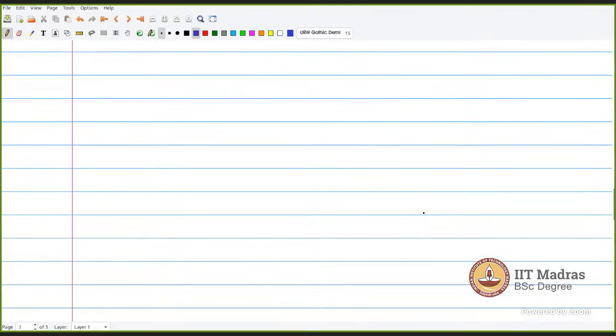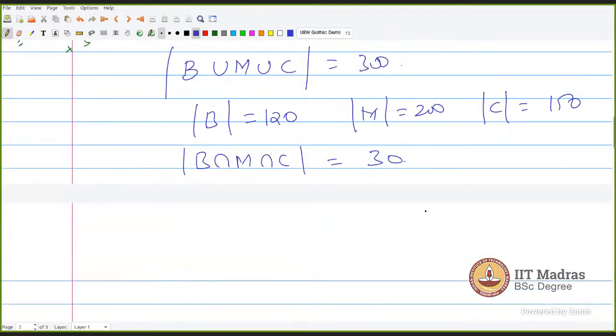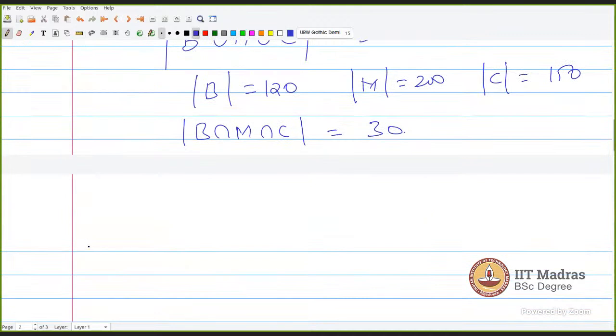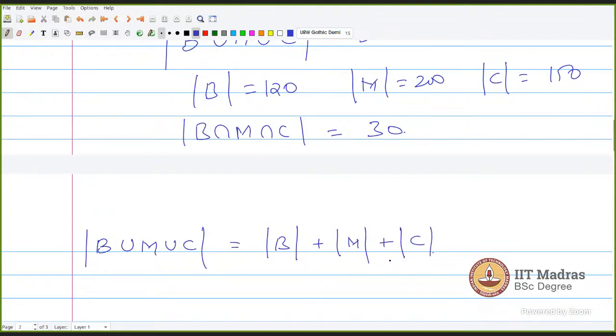Also we know the well-known formula of set theory. When we have 3 sets, the cardinality of B union M union C is the cardinality of B plus M plus C, where this is not mod, this is the cardinality symbol. Then minus the cardinality of B intersection M, minus the cardinality of M intersection C, minus the cardinality of C intersection B, plus the cardinality of B intersection M intersection C. Okay, now let's get back to the question.